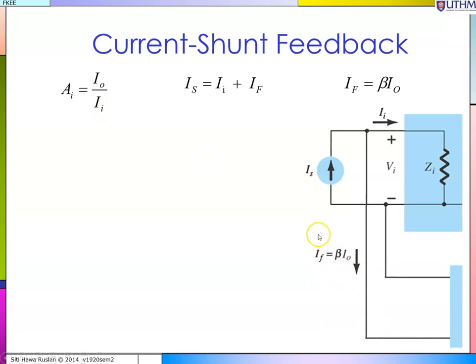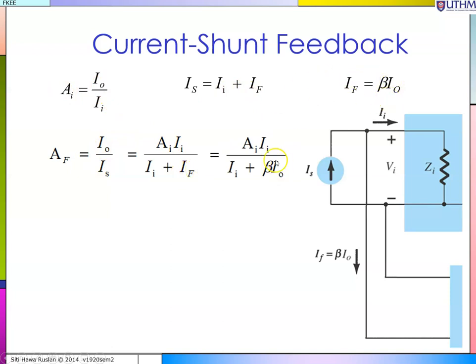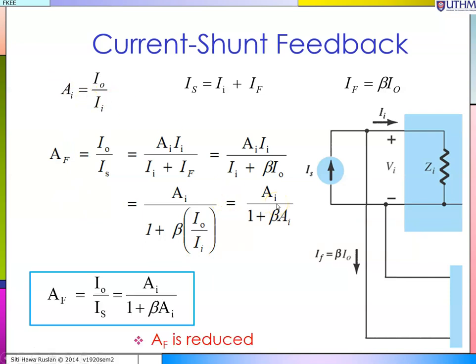And IF is beta IO, the definition of your feedback network. So we want to find the overall gain, which is IO over IS. Just using all the equations that we have, IO will be AI, IS is II plus IF. IF is beta IO, substitute over here, simplify the equation, divide everything by II, so you are left with AI over 1 plus beta IO over II. IO over II is AI, and if you rearrange this equation, you get AF is equal to AI divided by 1 plus beta A.